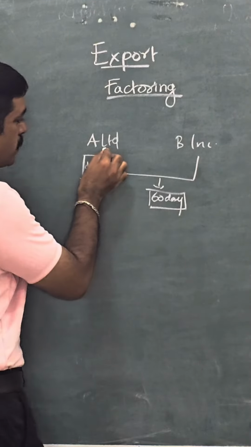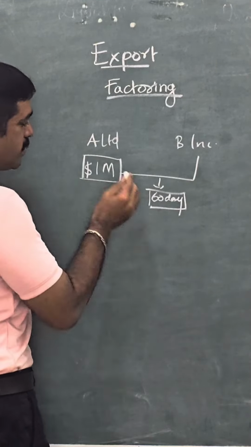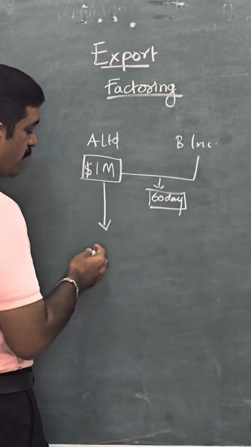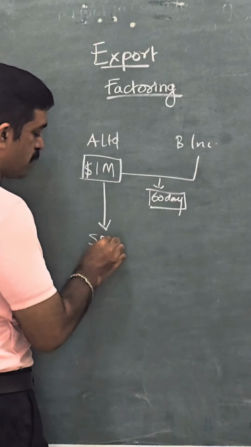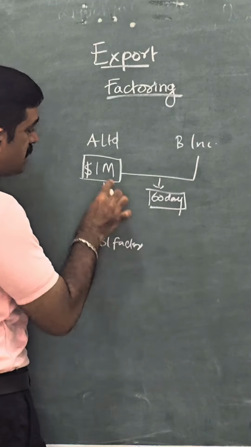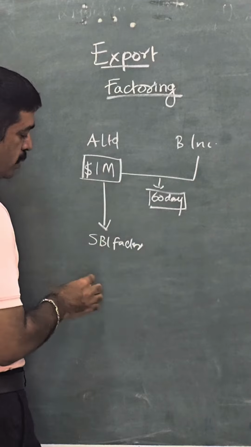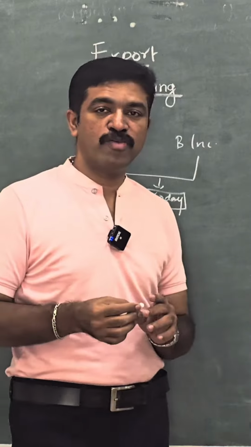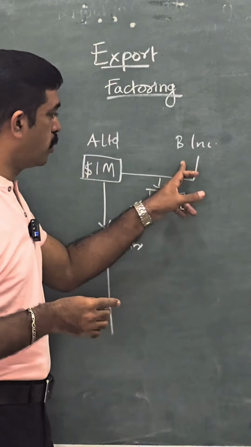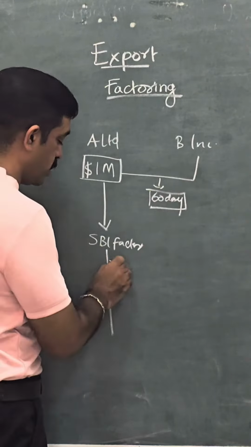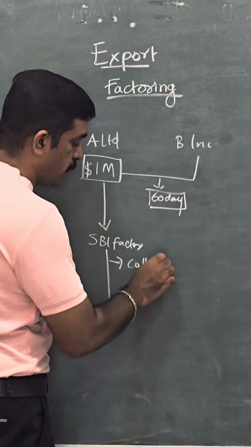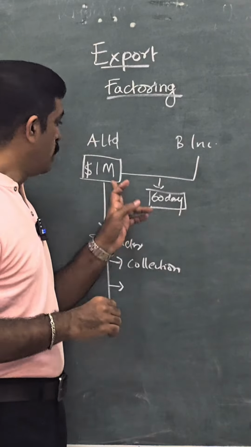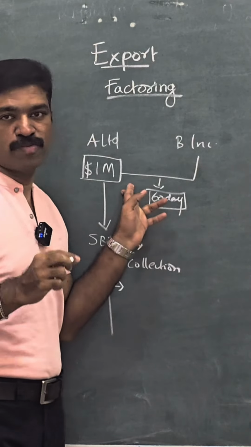But in this time period, they have to manage their show. They need funds. So what A Limited will do, A Limited will approach a factor, let's say a factor like SBI factor, and it will sell this invoice of $1 million. And what will SBI factor do? SBI factor will take the responsibility of collecting this money from B Incorporation. So they take responsibility for collection, number one. Number two, SBI factor will also be ready to lend to A Limited on the strength of this invoice.